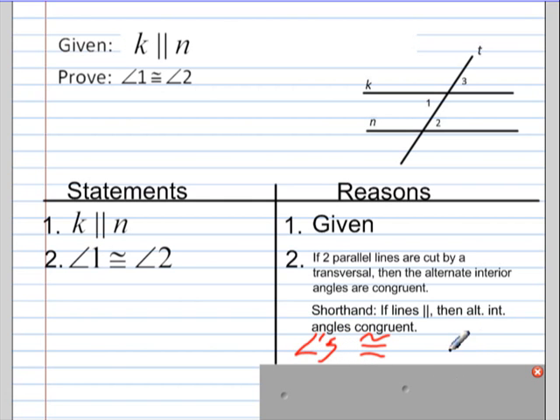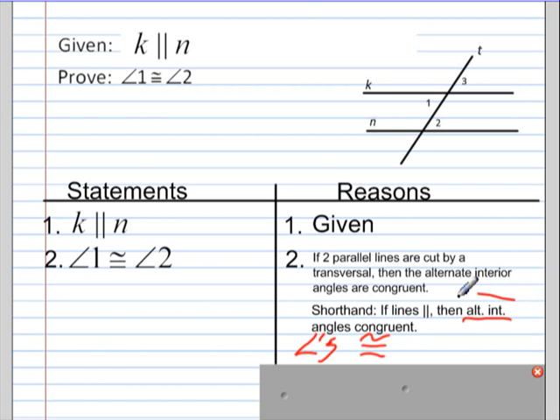But you do need to write it as an if-then statement. And the most important thing, you can't just say then angles congruent. You need to say what they are. You need to identify that they are alternate interior angles. Or if it was a different situation, like if we were trying to prove 2 and 3 congruent, what would those be? Those would be corresponding angles. So you would say corresponding angles congruent.